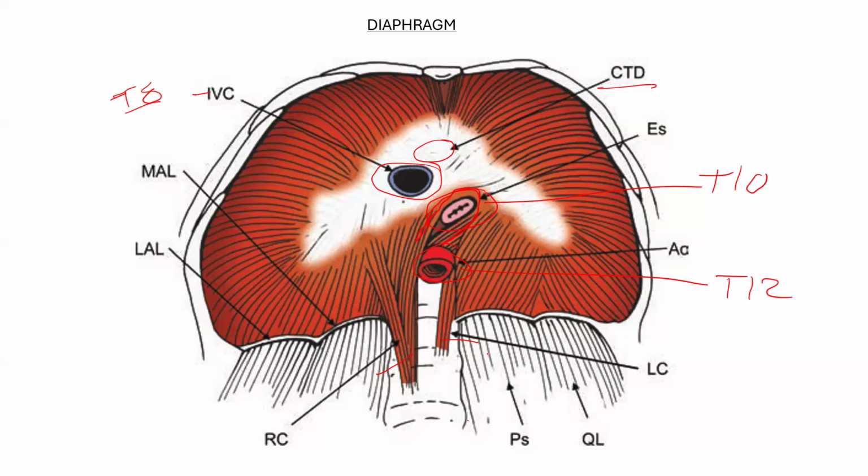And then you can see other muscles of the posterior abdominal wall, such as quadratus lumborum and psoas major. Then you can see the medial arcuate ligament and the lateral arcuate ligament. Remember the structures which pass underneath each of these arcuate ligaments. And just above the aortic hiatus is the median arcuate ligament. That's the diaphragm. That's just the anatomy.